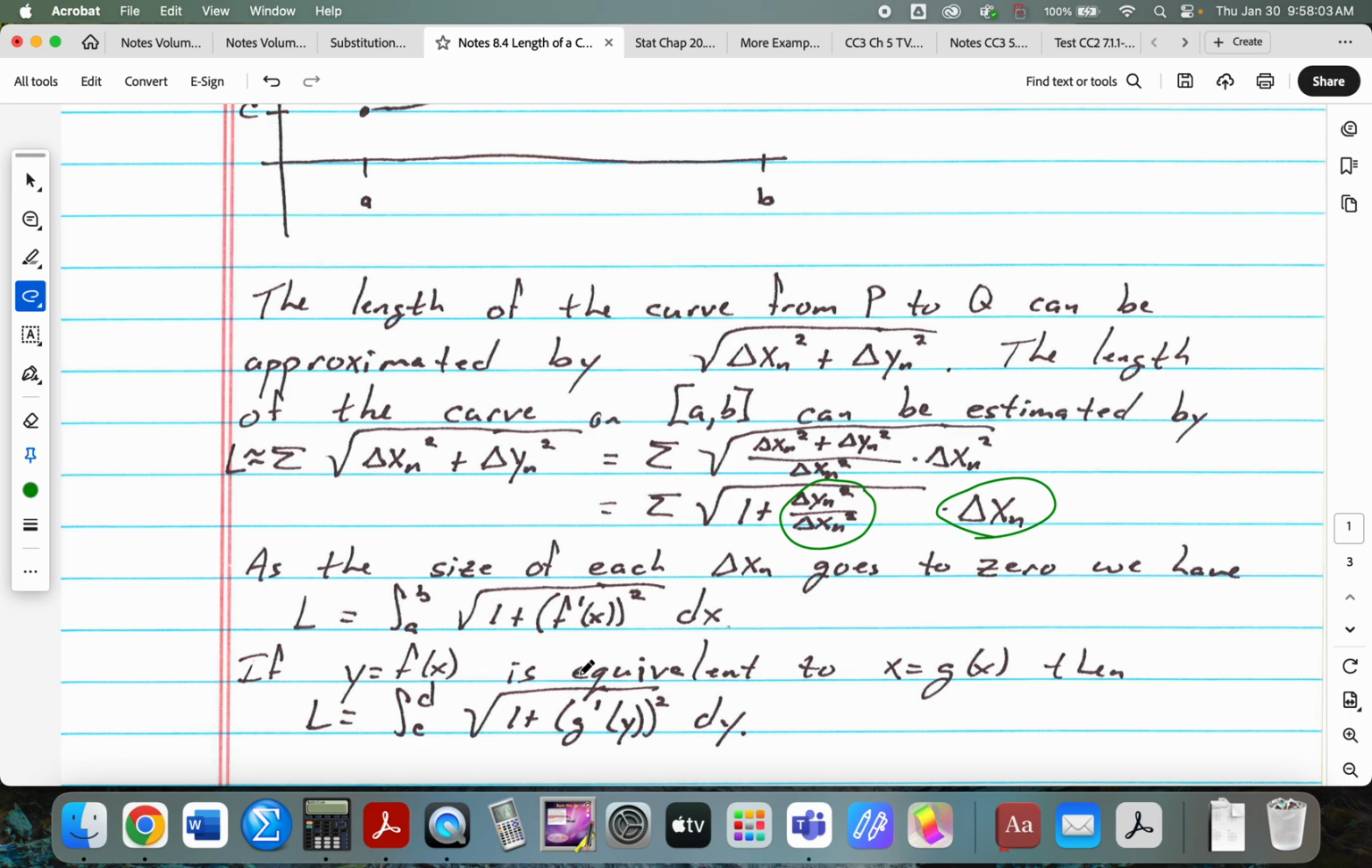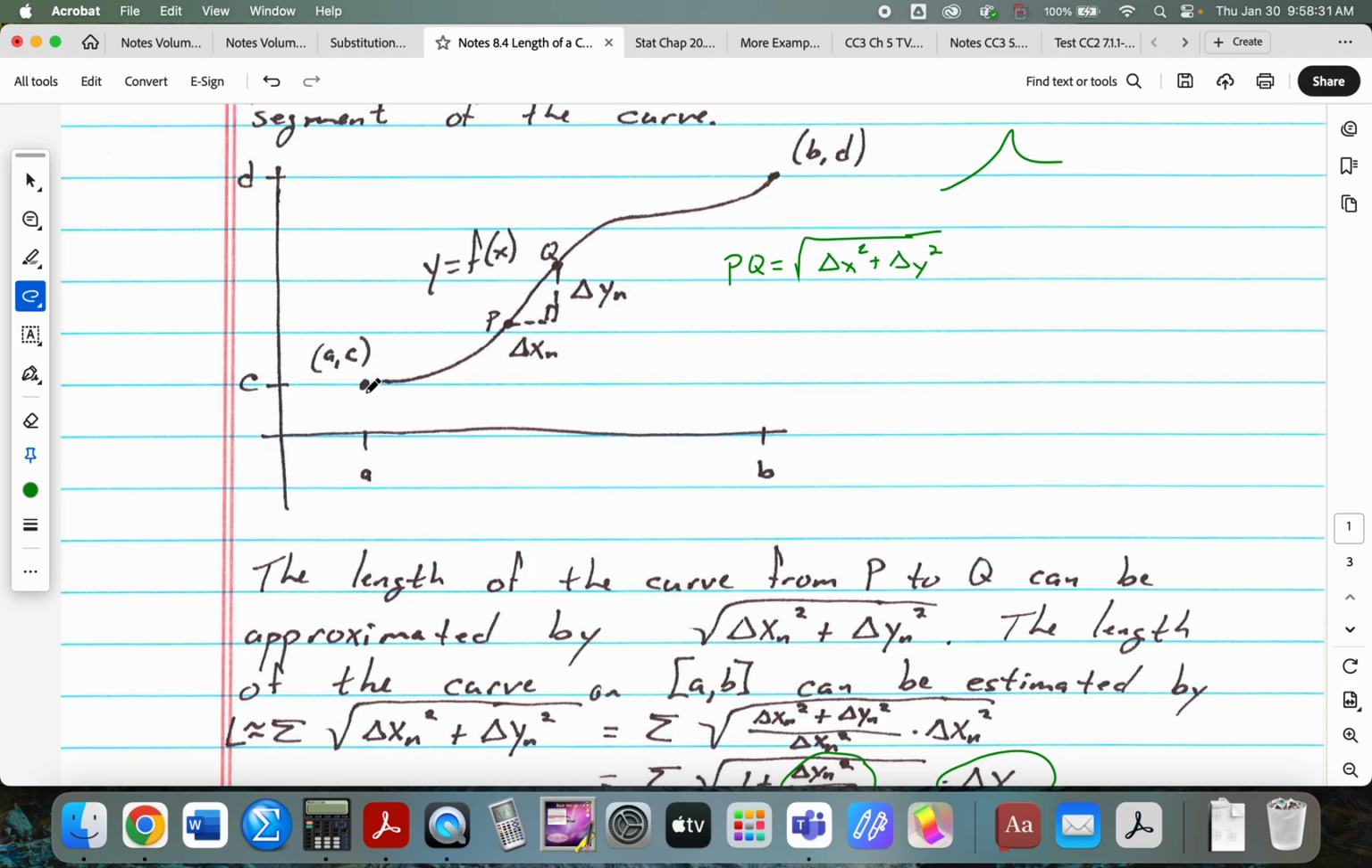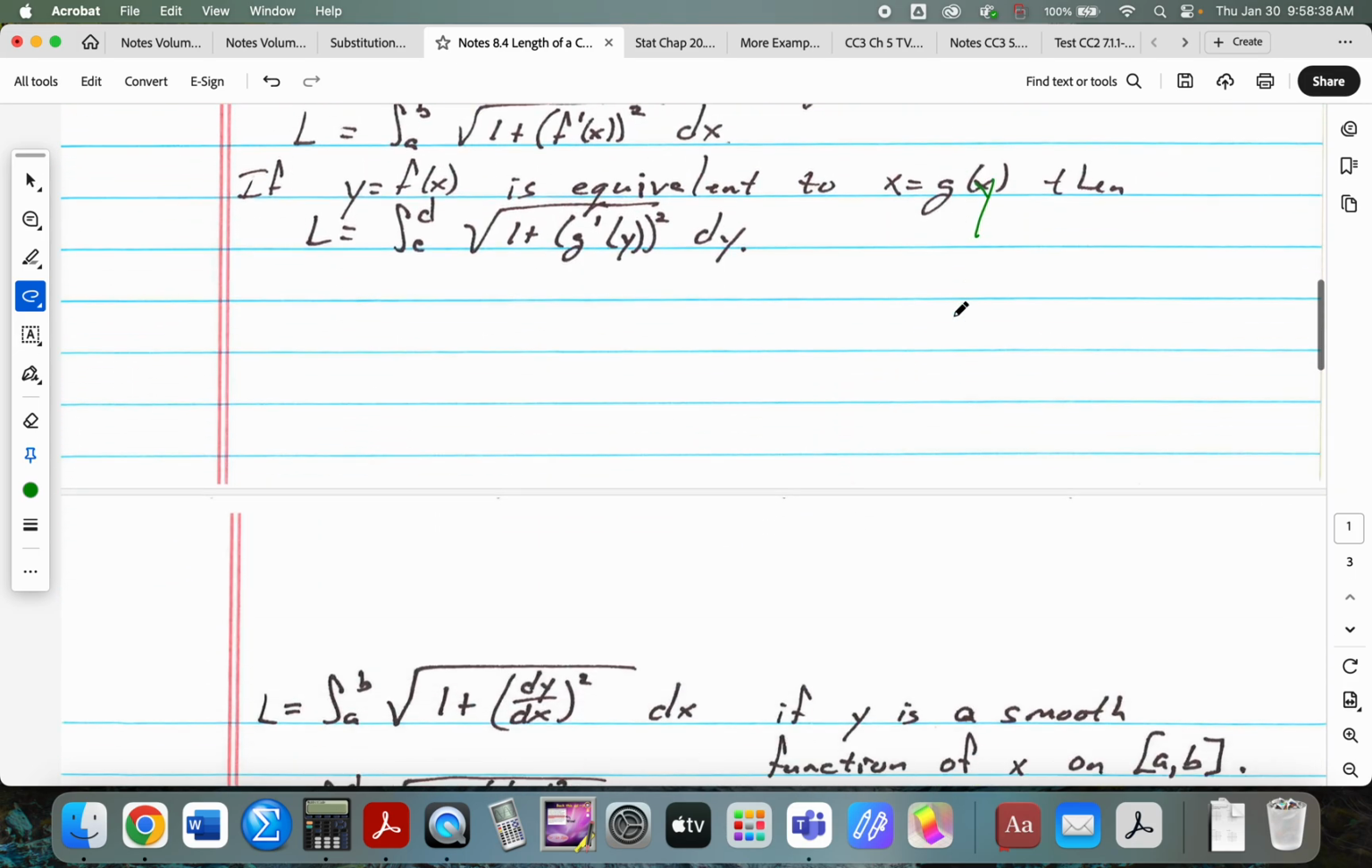If y equals f of x is equivalent to x equals g of y, that shouldn't be an x, that should be y. Please fix that on yours. Then the length of the curve will be the integral from c to d of the square root of 1 plus g prime of y squared dy. And you're like, where did a, b, c, and d come from? Well, you might not have noticed, but I'm going from the point AC to the point BD. So this is the idea of finding the length of a curve.